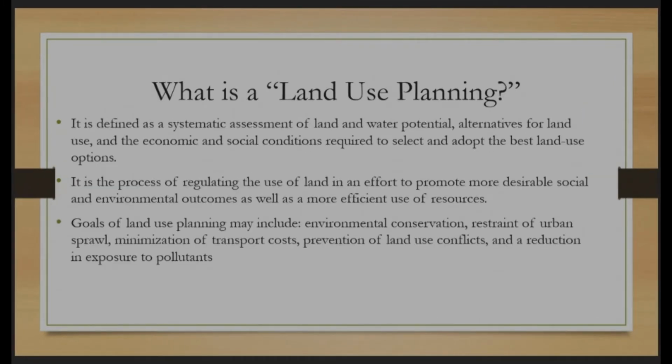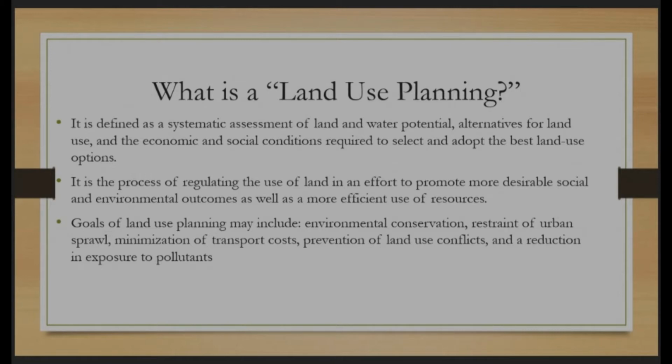What is land use planning? It is defined as a systematic assessment of land and water potential, alternatives for land use, and the economic and social conditions required to select and adopt the best land use options. It is also the process of regulating the use of land in an effort to promote more desirable social and environmental outcomes, as well as a more efficient use of resources.